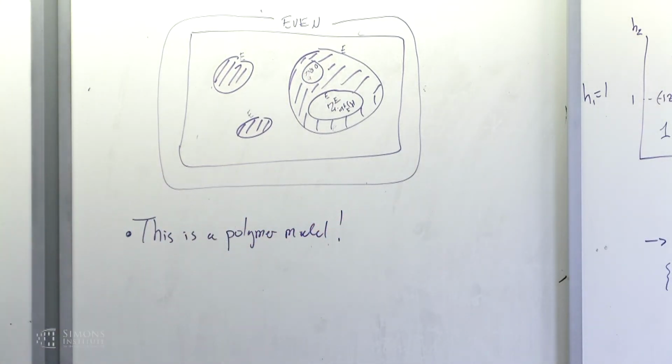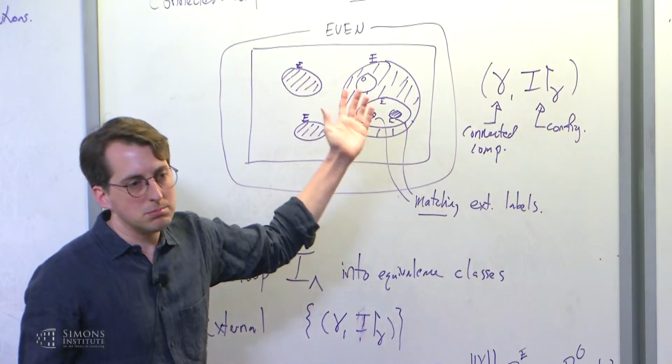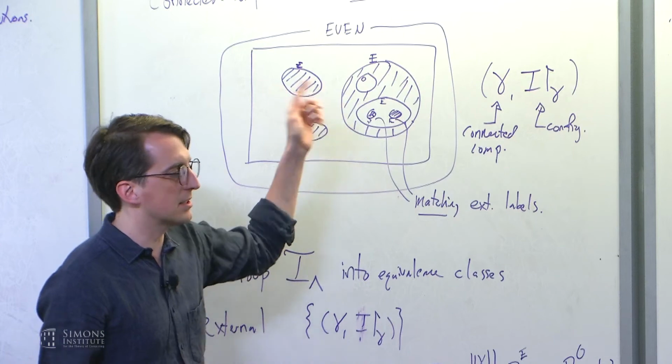So the notion of disjointness is just that you fill in all the holes and you check if the two things overlap, and that's the only thing you have to check because everything has the same exterior label.